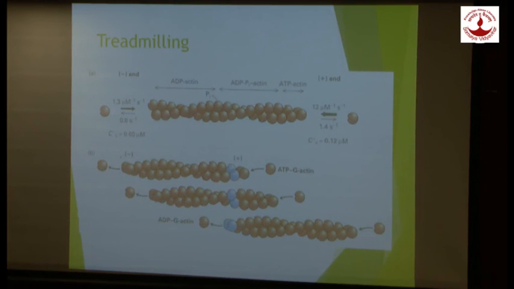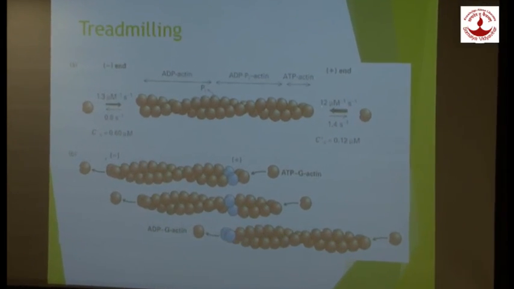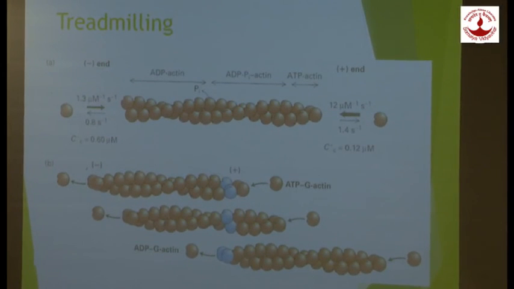Okay, yes, we have the values. The C sub C is 0.12 and 0.6. Yes, the rate of addition is 12 micromolars per second. As I said, the assembly units are the ATP actin, and since the rate of addition at the plus end is much faster, you find a stretch of filament which is still in the ATP state, and then in the middle region you find the hydrolysis. So the speed of adding the ATP actin is much faster than the hydrolysis, so there is a lag in the hydrolysis.